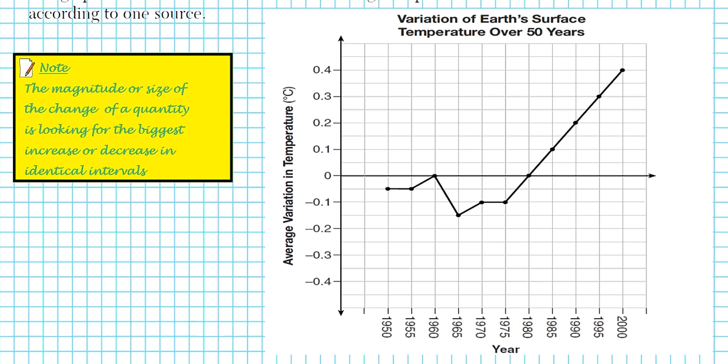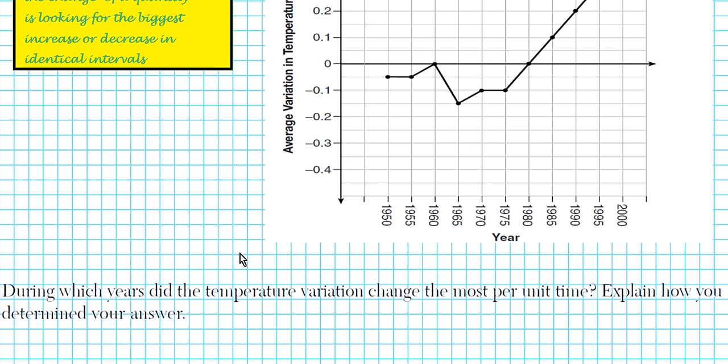Okay, so this problem is a little bit tricky. You have to really understand what the question is asking you. In this problem, you're asked to determine which years the temperature variation changed the most. So we're not looking at change in year per se. We're looking at the change in the temperature.